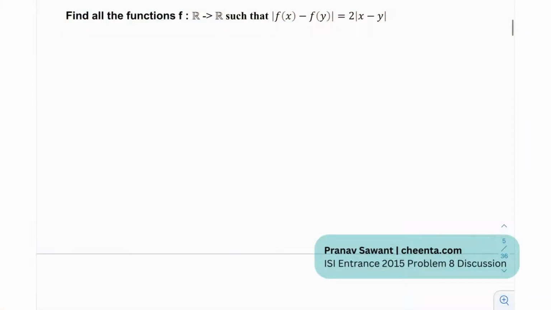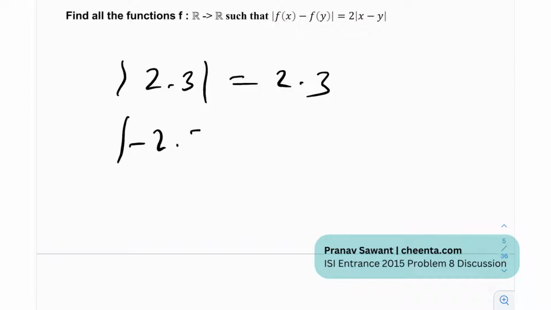Okay, so what does it say? It asks us to find all functions f mapping from reals to reals such that the modulus of this thing is twice of mod x minus y. So modulus, I'm sure you're aware of it. The modulus of, let's say, 2.3 is 2.3. It essentially converts any negative number into positive. The output is essentially always positive.